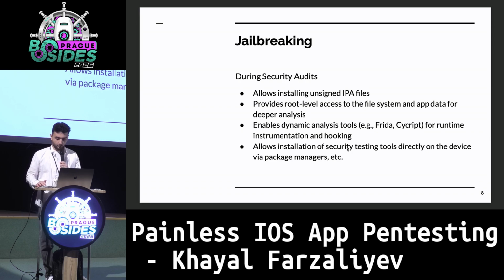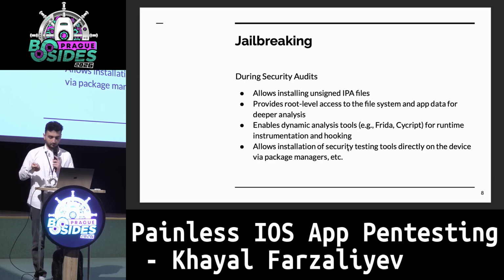And when we have a jailbroken device, what does it actually give us? First, it lets us install unsigned IPA files. Normally, every app that runs on iOS must be signed by a trusted developer certificate. On a jailbroken device, this rule is relaxed. And so we can install apps from arbitrary sources without fighting the signing system. Second, we get root-level access to the file system. That means we can browse any app's directories, inspect their databases, look at their preference files, look at their log files, because we are simply root.